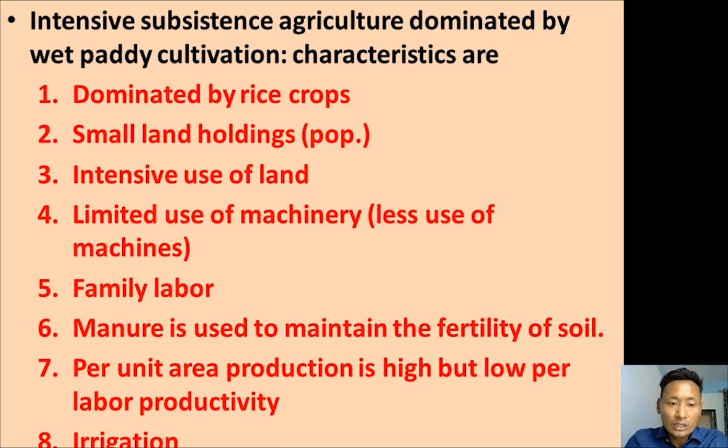and they use irrigation apart from rainfall. Intensive subsistence agriculture dominated by wet paddy is mostly practiced in regions or areas receiving high rainfall during the monsoon season. Apart from rainfall, they also use irrigation to grow rice, because rice is a water intensive crop. So these are the characteristics of intensive subsistence agriculture dominated by wet paddy cultivation.